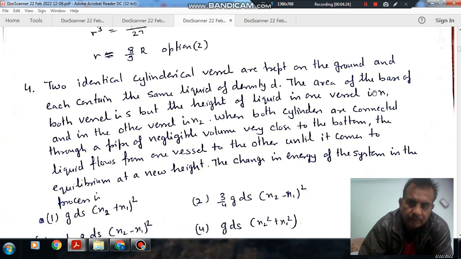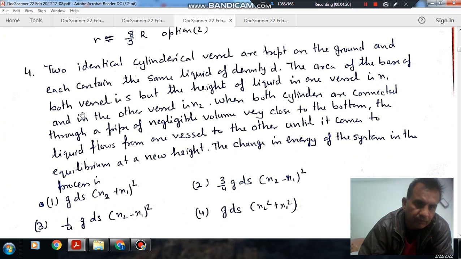Next: two identical cylindrical vessels are kept on the ground, and each contains the same liquid of density d. The area of the base of both vessels is s, but the height of the liquid in one vessel is x1, and in the other vessel is x2.